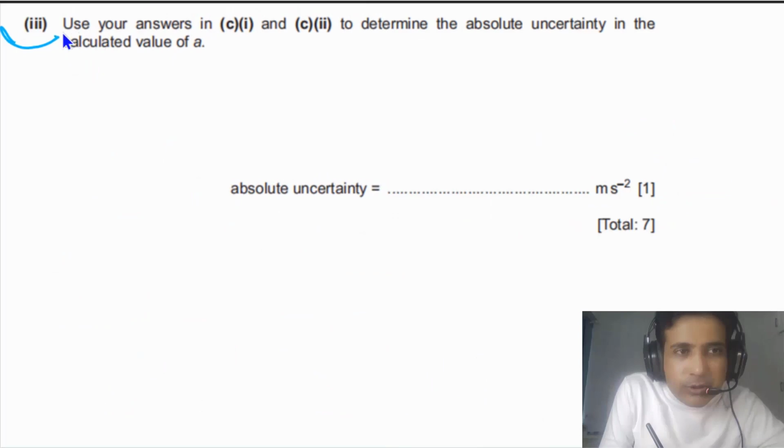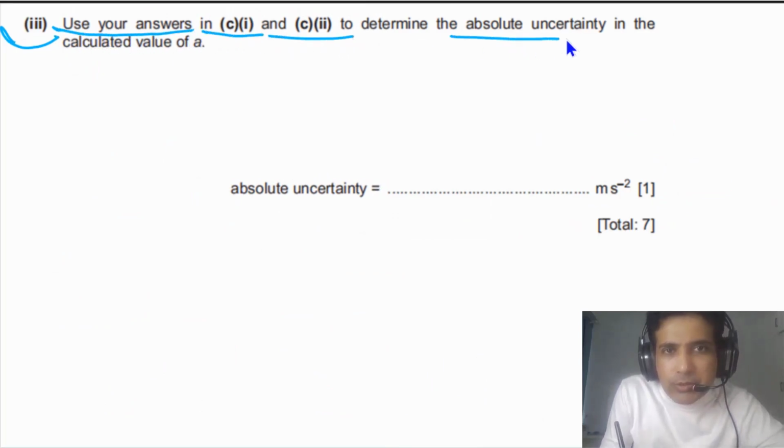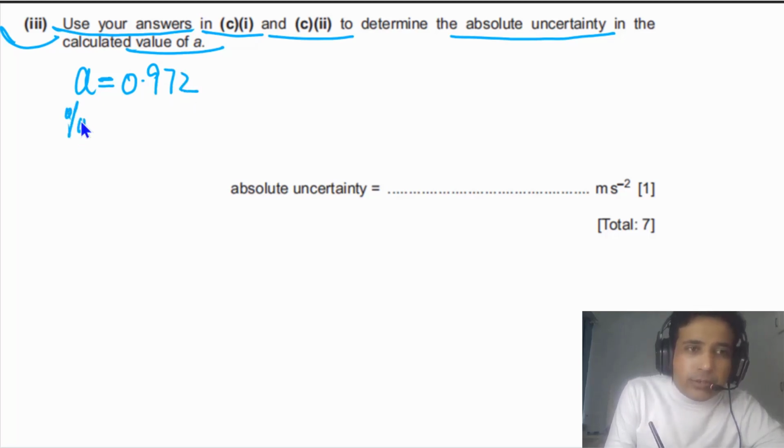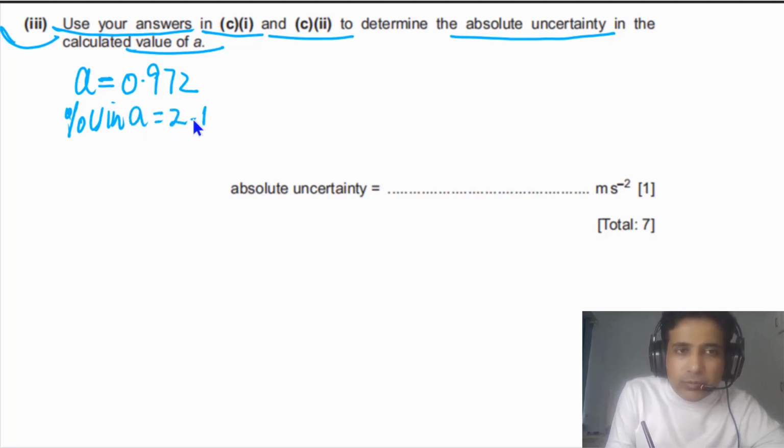For the last part, we need to use our answers from C1 and C2 to determine the absolute uncertainty in the calculated value of A. In part C1 and C2, we have calculated the value of A, and we have also calculated the percentage uncertainty in A. The value of A we calculated was equal to 0.972, and the percentage uncertainty in A was equal to 2.1%.